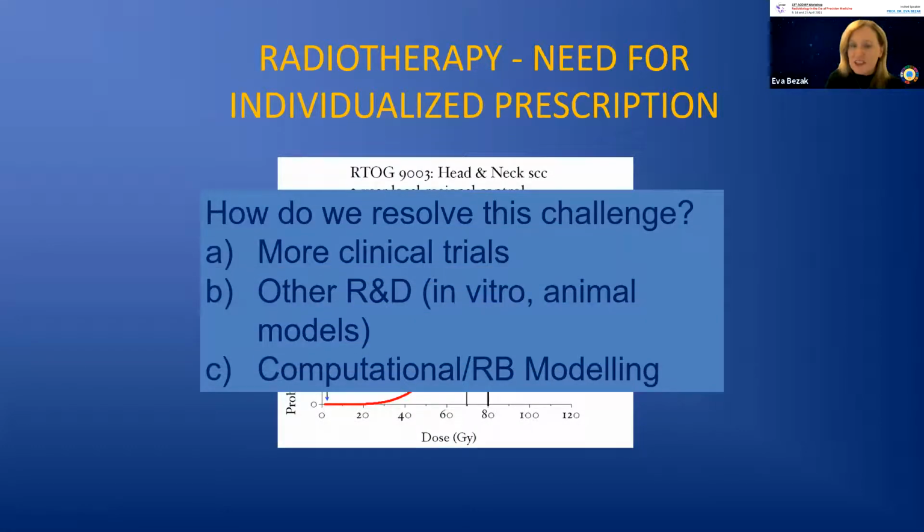So how do we resolve this challenge? We need to run more clinical trials. We need more research and development using in vitro animal models, or we can do further advances using computational and radiobiological modeling that would allow us to fine-tune prescriptions for individual radiation sensitivity and radiation response of an individual patient.